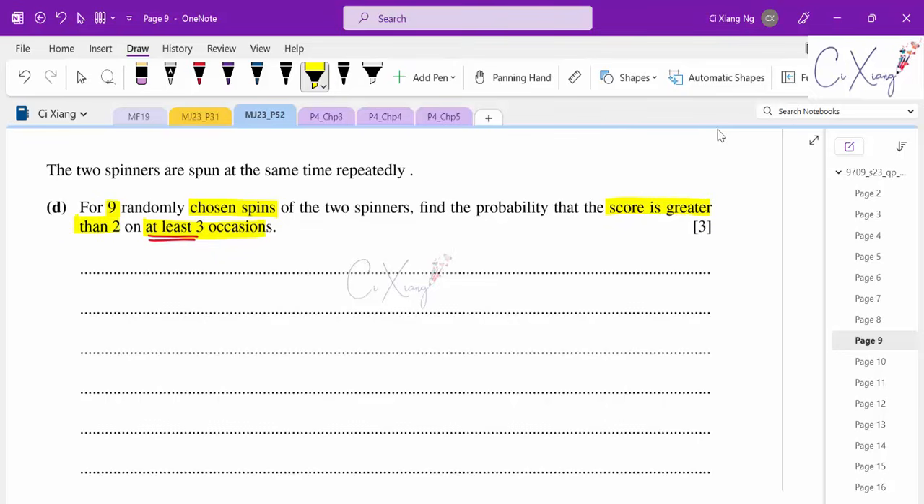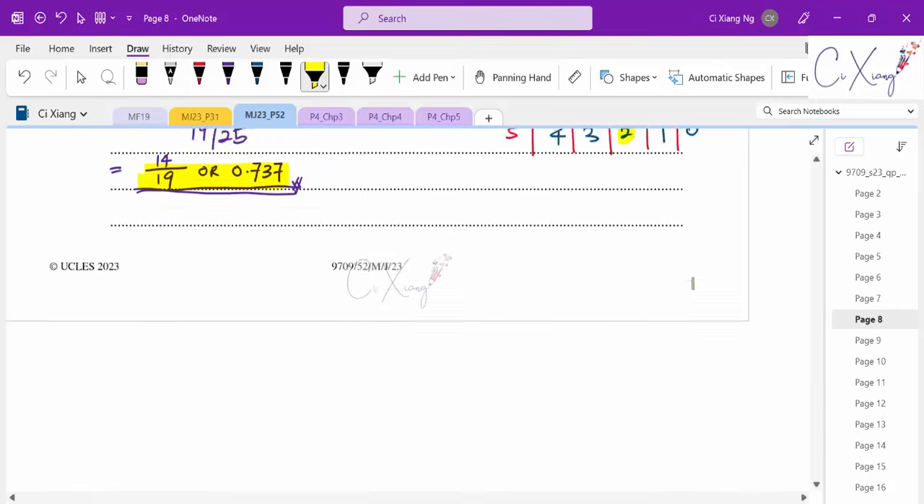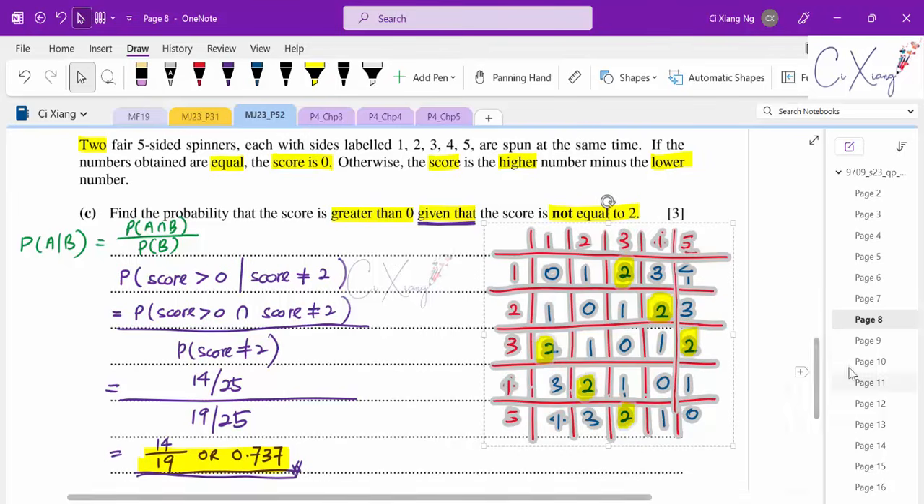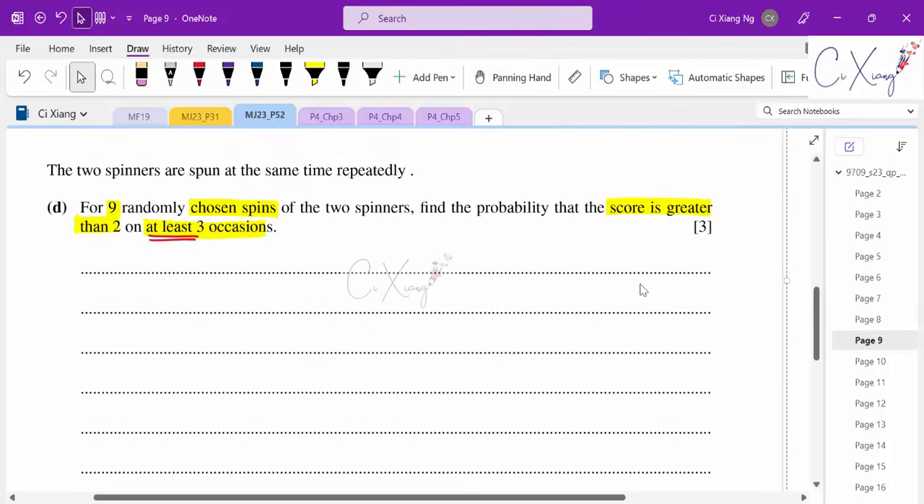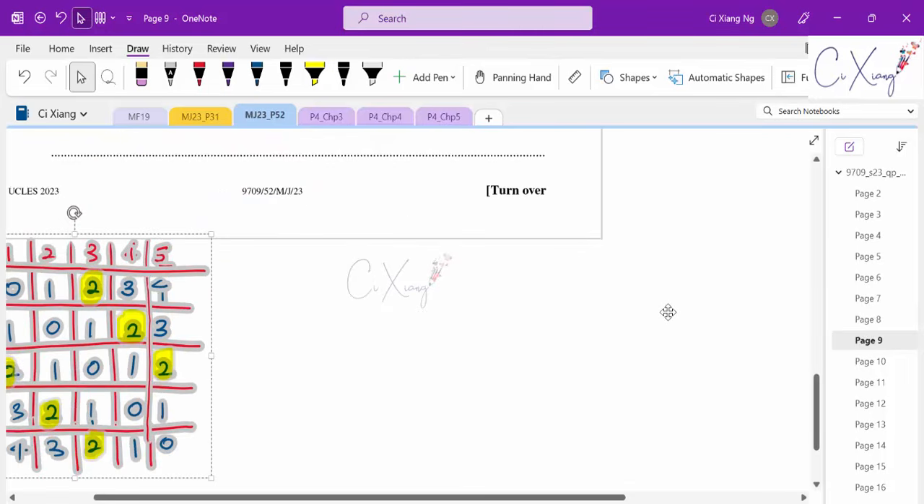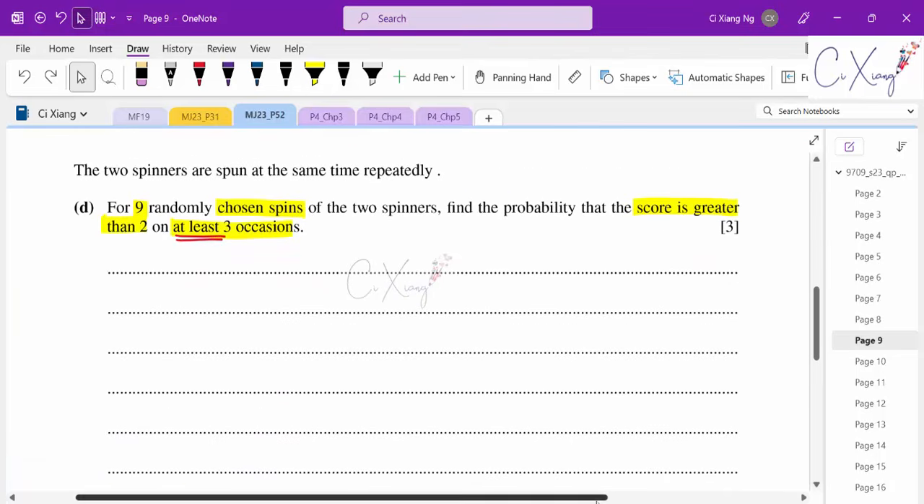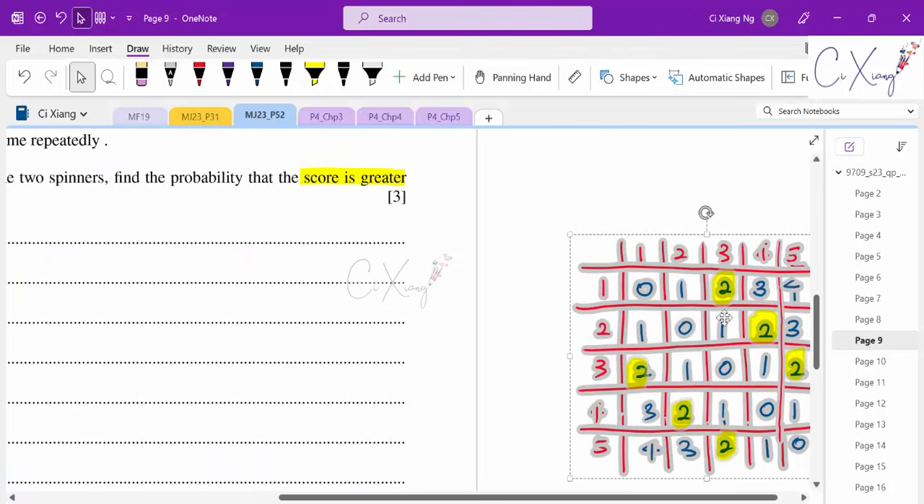How can I know the probability for the score which is greater than 2? So again, this question is still related to the 2 spinners that we spun just now. Therefore the possibility space diagram is useful again. So maybe I want to paste it here.